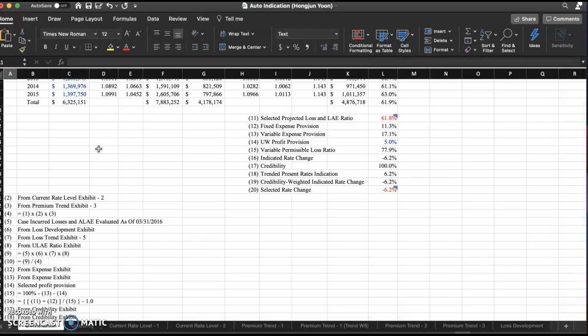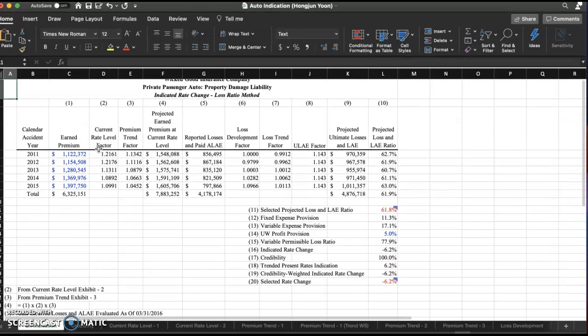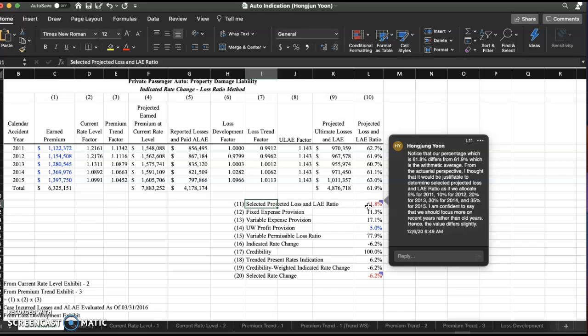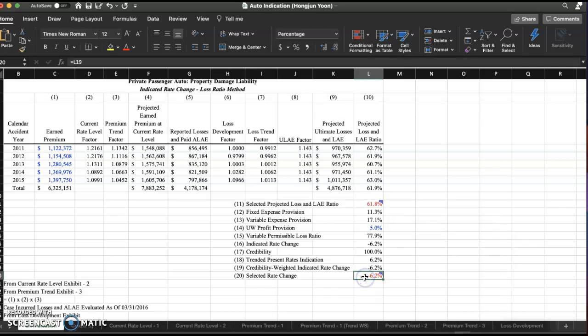For our selected project loss and loss adjustment expense ratio, we will allocate more weight on recent loss ratio. At last, we'll know our selected rate change as negative 2.62%, which came from the credibility weighted indicated rate change, as this value derives from the indicated rate change credibility trended present rates indication.